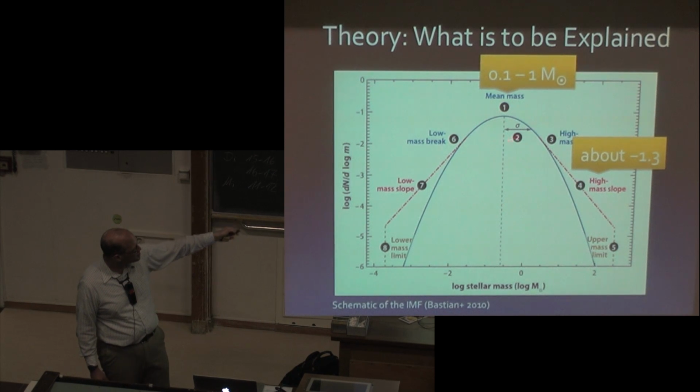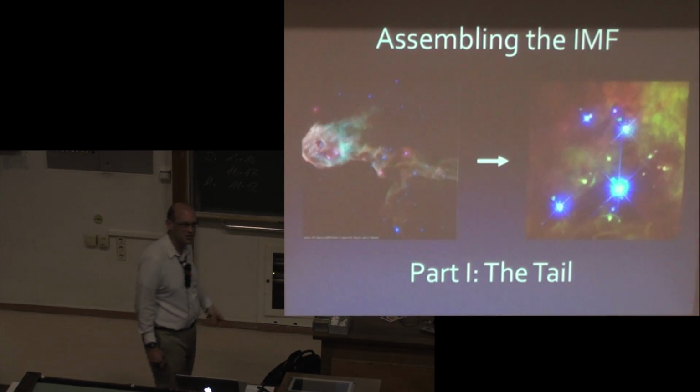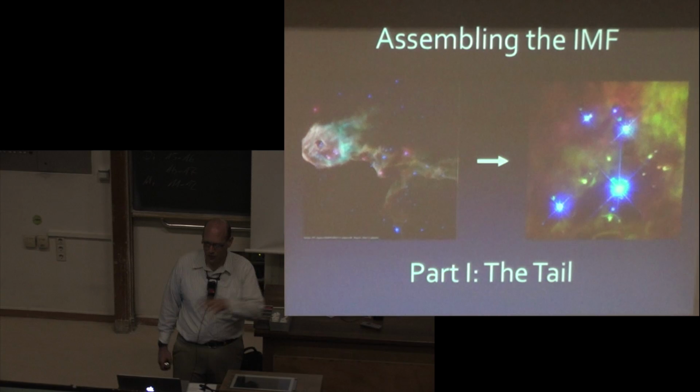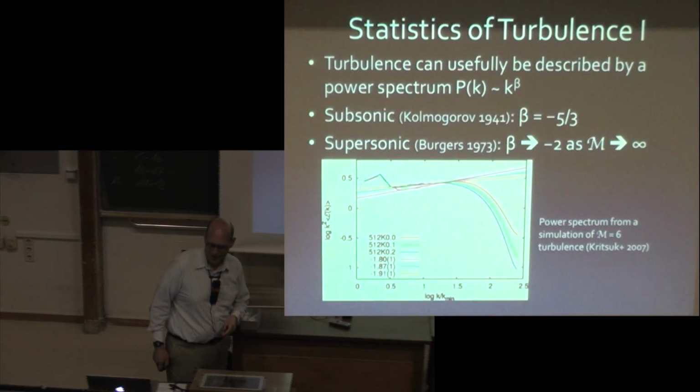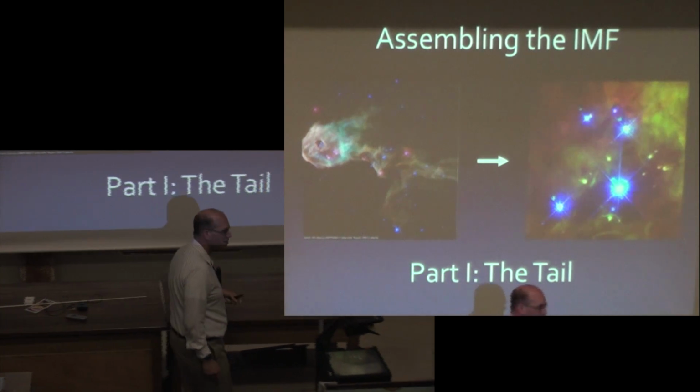I'm going to focus on these two parts, the mean mass and then this high mass. So let's start with the high mass. Let's start with the tail of the IMF. We'll do the tail first and then come back and do the dog. All right, so a plausible explanation for the tail.